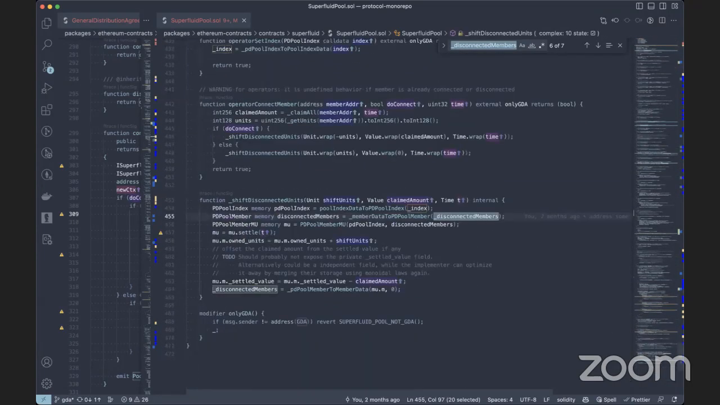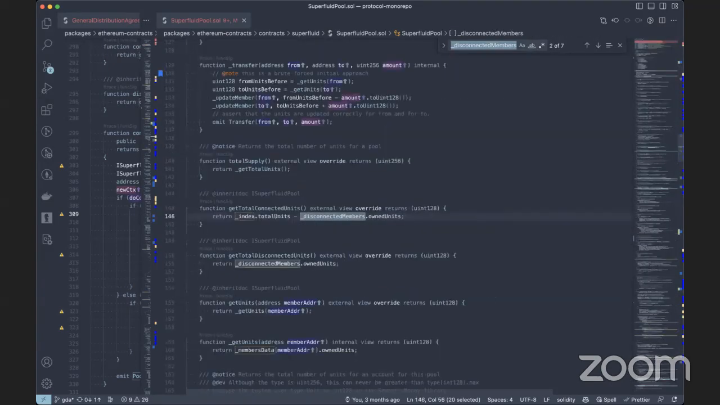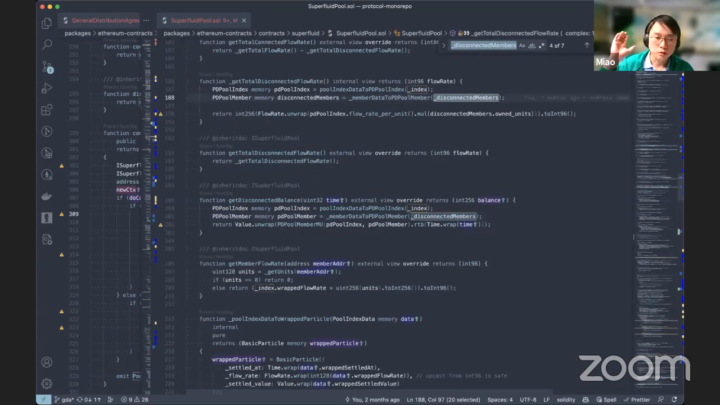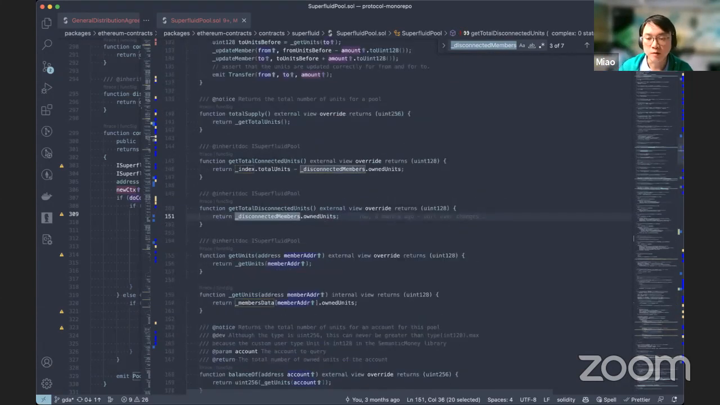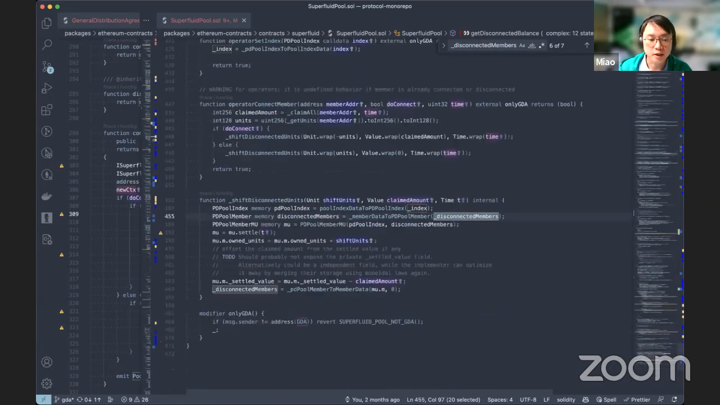I think it's mainly just for view functions, if I understand correctly. Also for some utility functions like get total disconnected. So when you go to the pools interface, you know how much of the money is going to the disconnected members. So it's a clear linear time calculation.